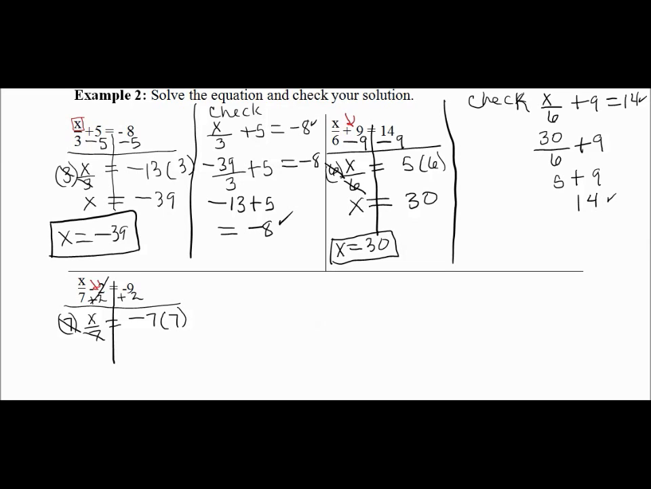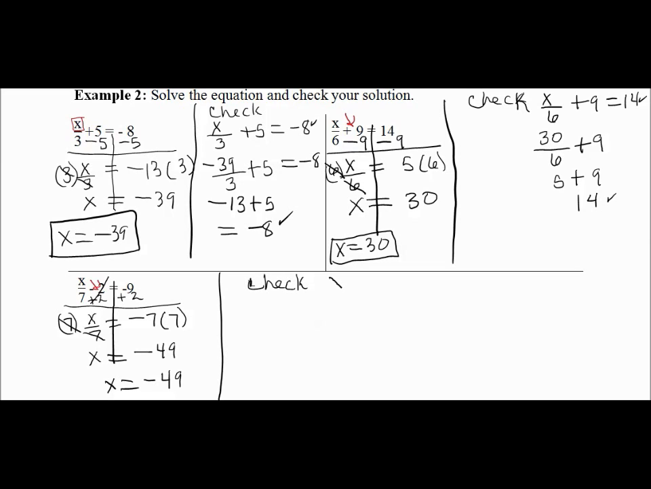7's cancel out. Bring down my x. That will give me negative 7 times a positive 7 is a negative 49. So I have my solution equals a negative 49. Once again, you always want to check. You may have made a mistake somewhere. You never know. So let's check.